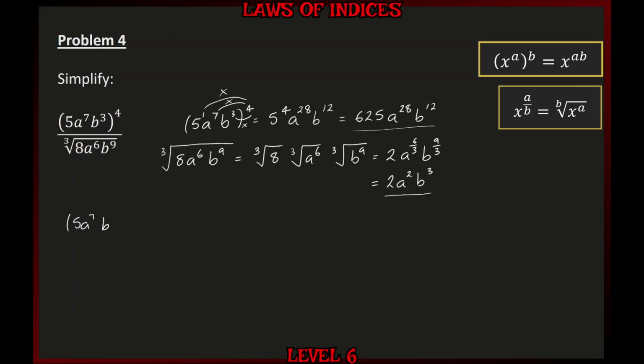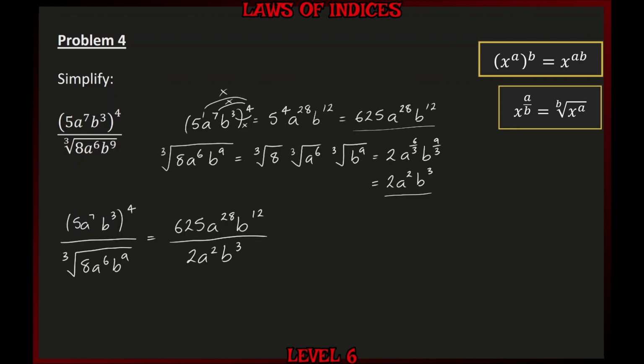5a to the power of 7, b to the power of 3, raised to the power of 4, over the cube root of 8, a to the power of 6, b to the power of 9, is equal to 625, a to the power of 28, b to the power of 12, over 2, a to the power of 2, b to the power of 3. Now this fraction means that we're dividing the numerator by the denominator. So we can use this law, which tells us that when we divide indices, we subtract the powers.